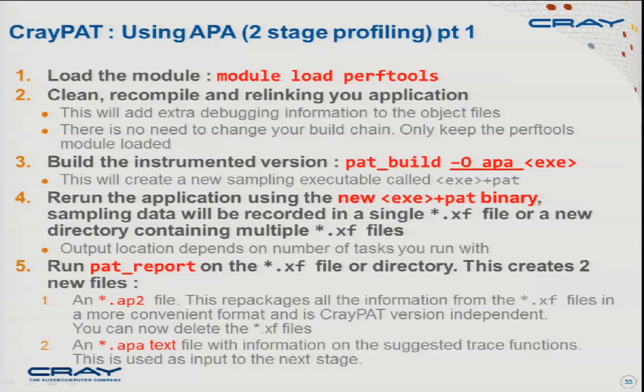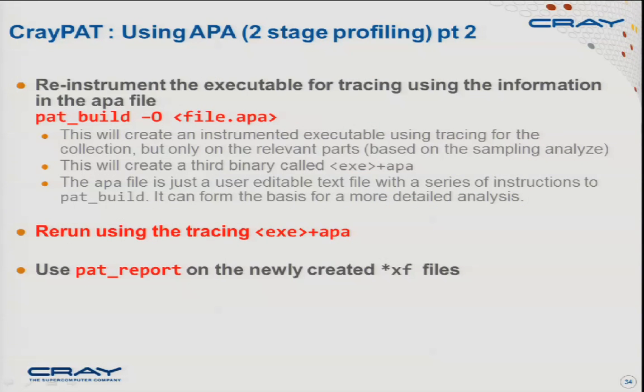So in the first instrumentation, you will produce a new executable, then you run this executable, and then you use pat report to produce this file here. In this file, you will have the flags to use for pat build to produce the correct tracing, what is important for you, I would say. So now use this file to produce a new executable using pat build. You do -O apa with the APA file. No need to specify the executable anymore because the APA file is coming from this executable, and it will dump a new executable plus apa for you.